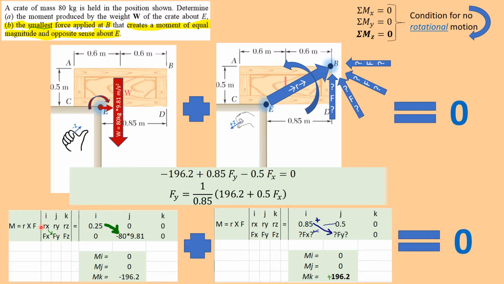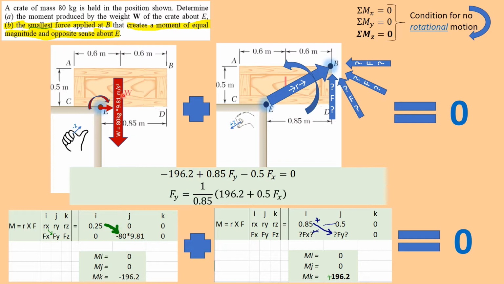Let's write out the cross product for each pair of R and F. So this first cross product is for the first R cross F pair. We have our position vector coming over 0.25. Remember, 0.85 minus 0.6, that's 0.25. That's in the x direction, and we're going from the axis to the force. So we're pointing to the right, that's going to be positive.